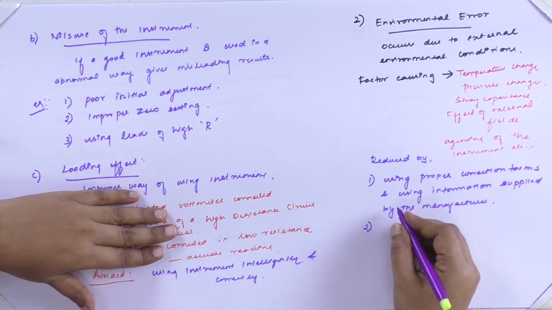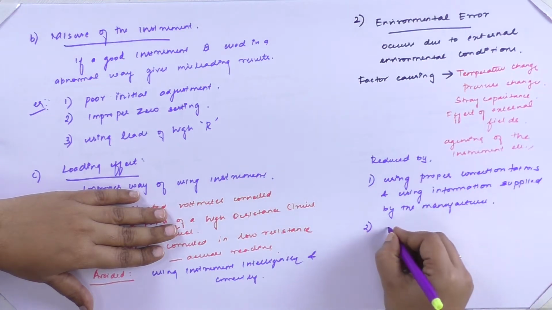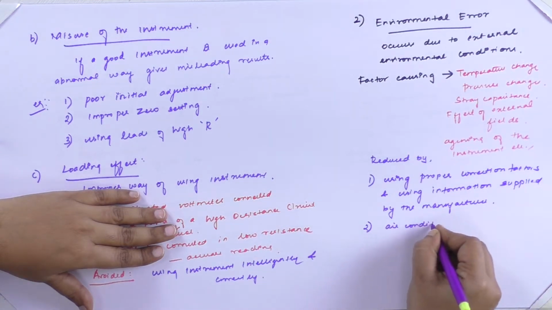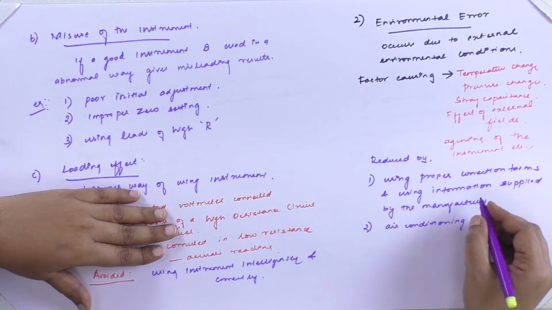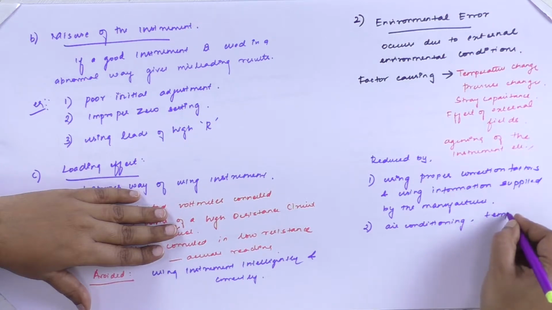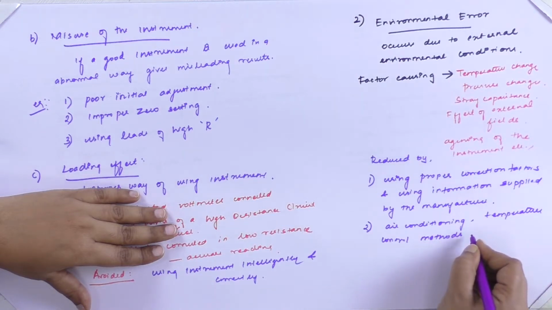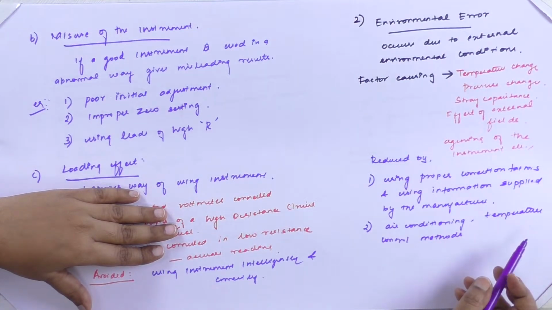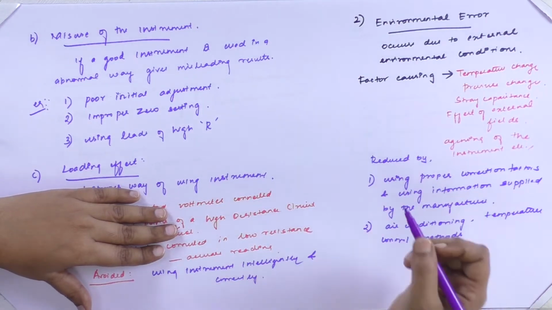Second, you have to make the surrounding conditions of the instrument constant, which includes air conditioning in order to reduce the temperature of that environment, so that the instrument will not get affected by temperature changes, or using temperature control methods. So the various methods which make the surrounding conditions constant, like air conditioning and temperature control methods, can be used in order to eliminate this environmental error.